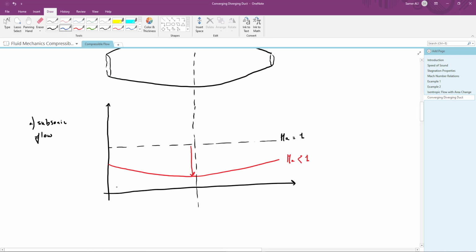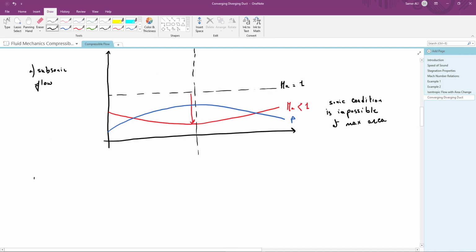And if we want to draw the pressure distribution, we'll have this opposite variation trend. So the pressure will increase until it reaches this maximum value at the maximum area, then it will decrease in the converging section. So the most important conclusion here is that the sonic condition is in fact impossible at the maximum area location.